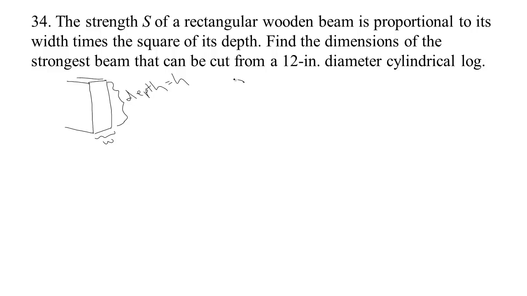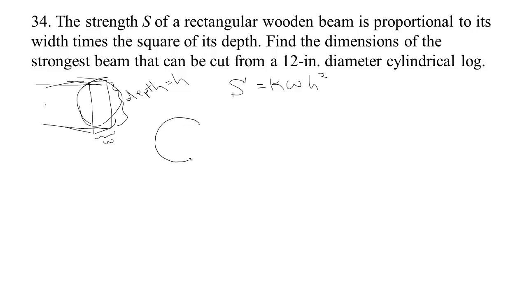Let's see, they're telling us that the strength is proportional to, that means it's equal to a constant times its width, which is W, times the square of its depth, which I'm going to represent as H squared. Now the question is, find the dimensions of the strongest beam that can be cut from a 12-inch diameter cylindrical log. Okay, so we are going to have a log here, and we're trying to figure out how to cut that log to get us the strongest possible beam.